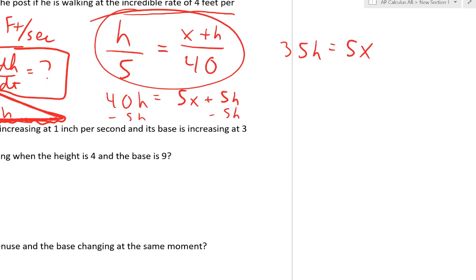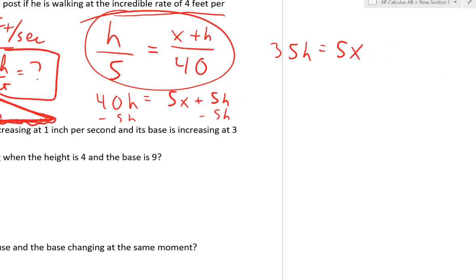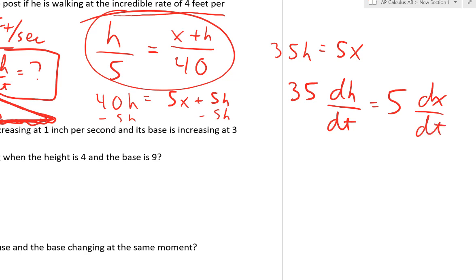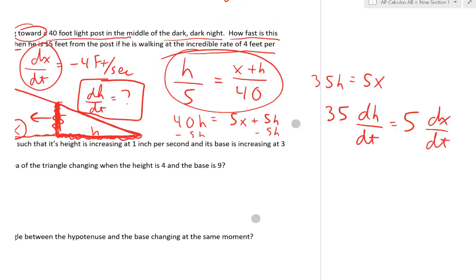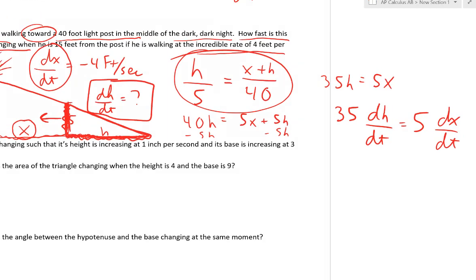But because of the laws of nature and the rules of calculus here, because that equation must be true, if I were to differentiate both sides, the equation that results from that must also be true. So if I differentiate the left-hand side, the 35 is just kind of chilling, and you get to differentiate h, dh/dt. That must equal 5 times the derivative of x with respect to time, dx/dt. Those two things have to be equal. And if you remember from way back, we already know what dx/dt is. dx/dt is just negative 4 feet per second.